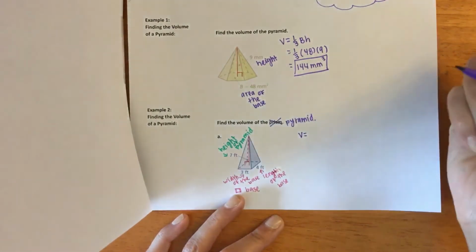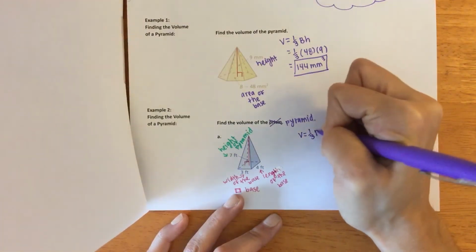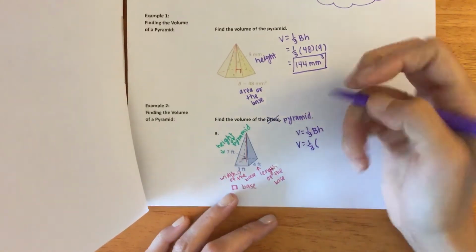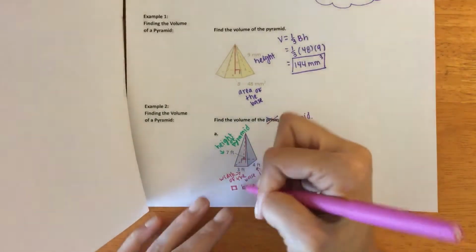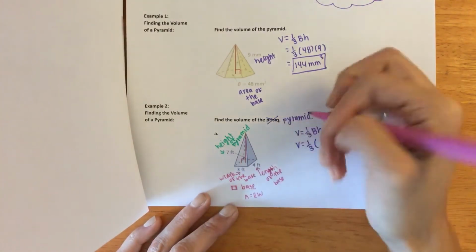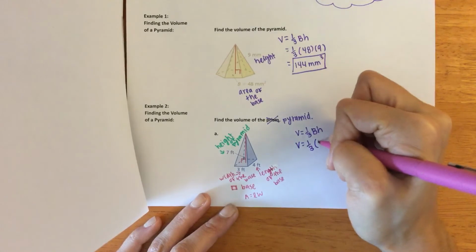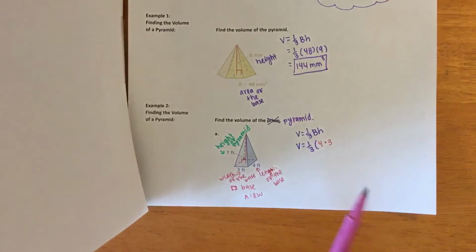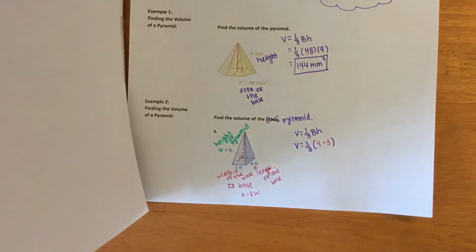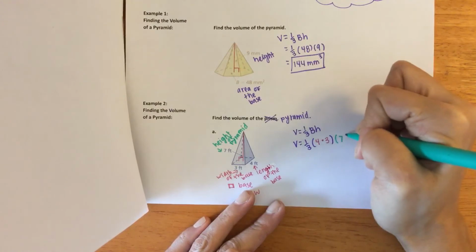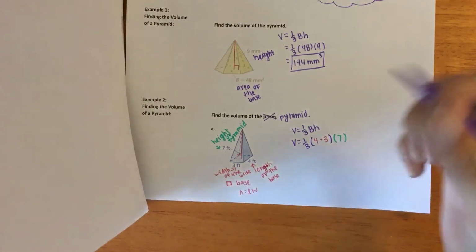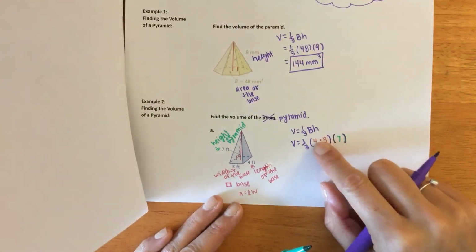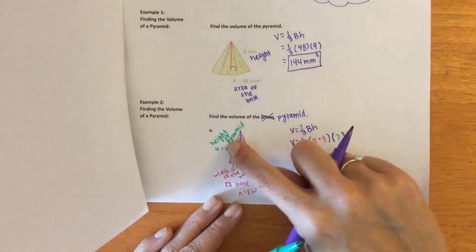So we're just going to input our formula here. Volume equals 1/3 times the area of the base times the height. So let's input the area of our base. The area of our base, because it's a rectangle, is going to be area equals length times width. So let's put that in. Our length is 4 and our width is 3. So 4 times 3. Okay, and our height is going to be 7 feet. So I'm literally just inputting what I know, what I'm given. I have the length and width of the base, which is a rectangle, and then the height of the pyramid.